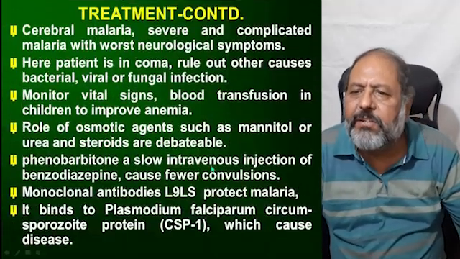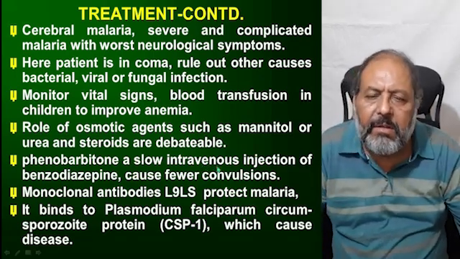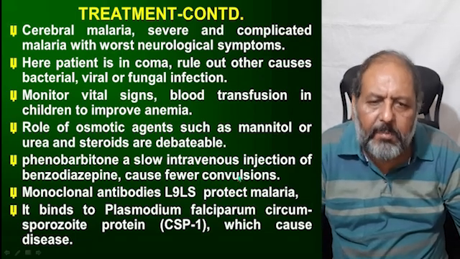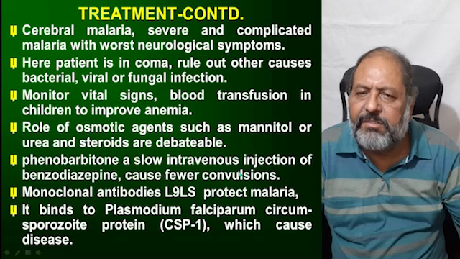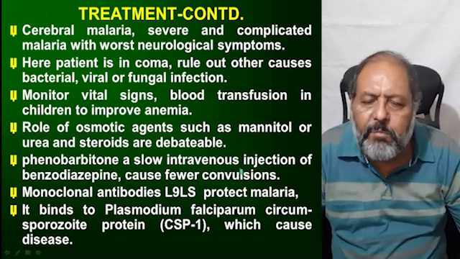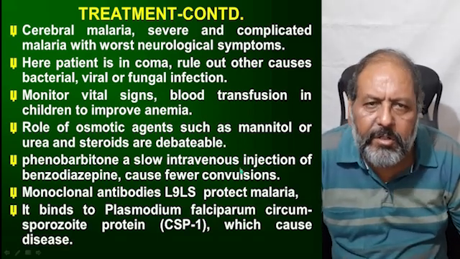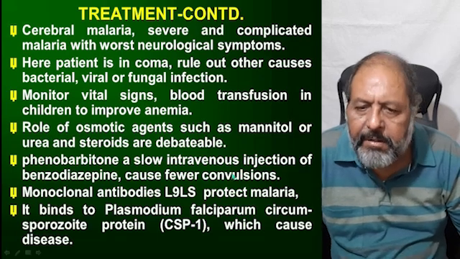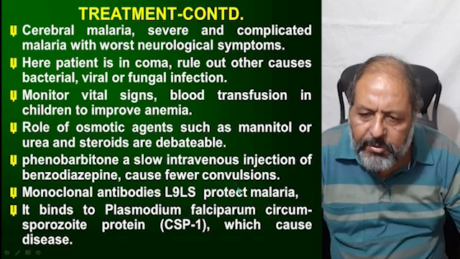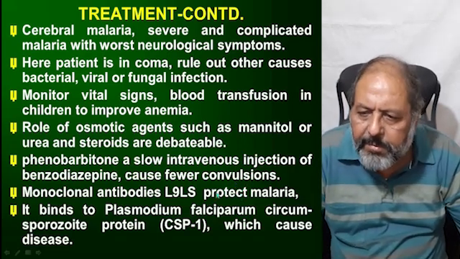Now, continuing the treatment, cerebral malaria, severe and complicated malaria with the worst neurological symptoms. Here the patient is in coma, so rule out other causes like bacterial, viral or fungal infection. Monitor the vital signs, blood transfusion in children to improve the anemia, and the role of osmotic agents such as mannitol or urea and the steroids is debatable, meaning not very clear.